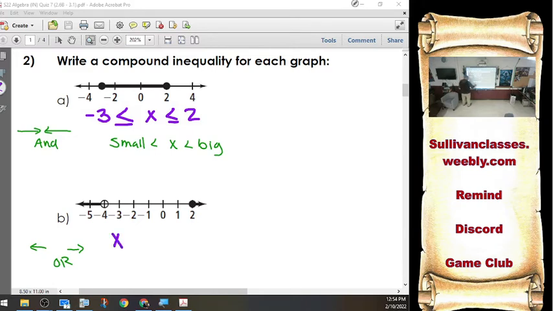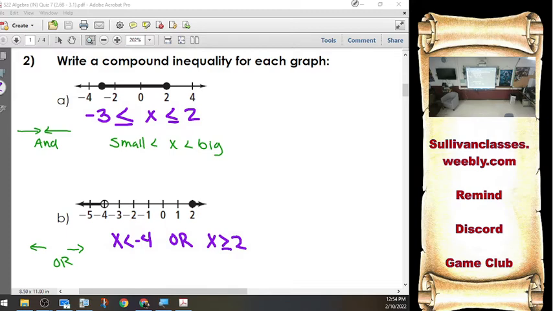Here, x is less than negative 4. Here, x is greater than or equal to 2. Remember, the little arrow will tell me which way it's shaded. So I can use which way it's shaded to make the arrow. And I just shove the word or in between. Okay? And or.